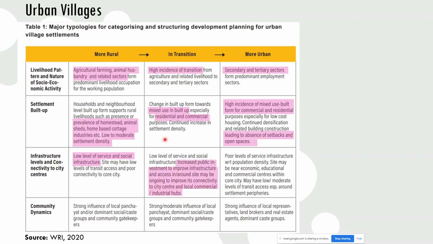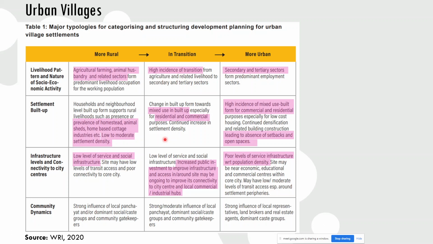transition, some kind of increased public investment will come into it, because the village is connected to a city core through some kind of improved road network. It could not be a very well established road, but still it is a fair improvement over what it was when it was a rural area. As it develops, it happens during a transition. As it expands into an urban village, as it transforms itself into an urban village, there will be poor levels of service infrastructure with respect to population density.